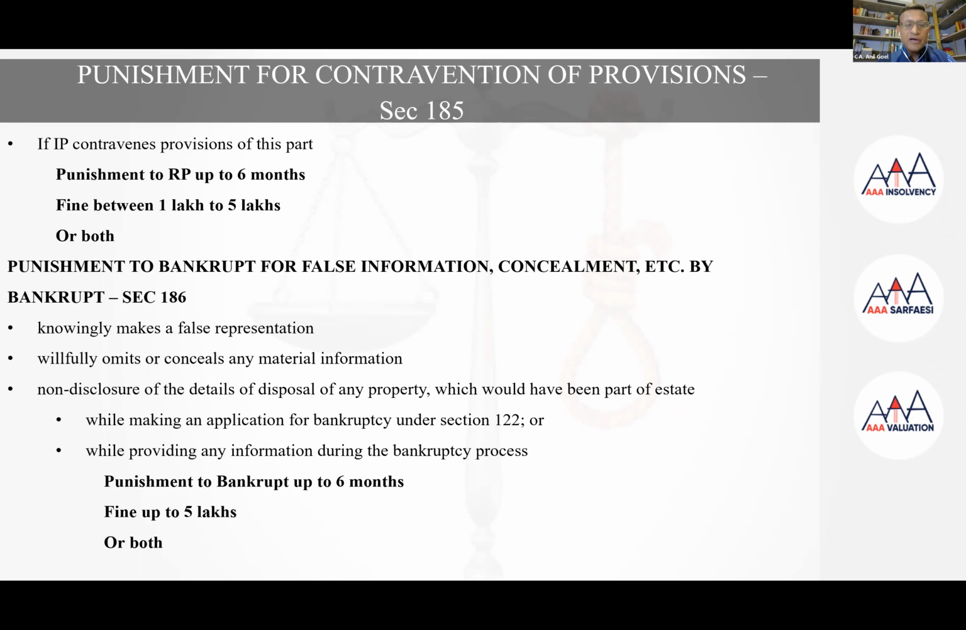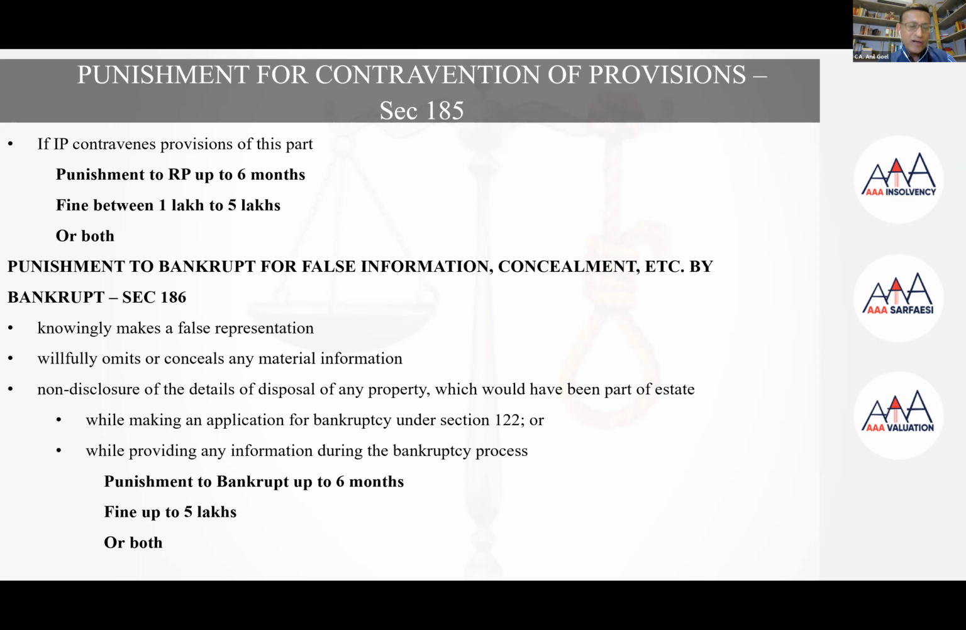Then punishment to bankrupt for false information, concealment, etc. Section 186 is very important. The bankrupt, if he knowingly makes a false representation, willfully omits or conceals any material information, non-disclosure of details of disposal of any property which would otherwise have been part of the estate, while making an application for bankruptcy under section 122, or while providing any information during the bankruptcy process.